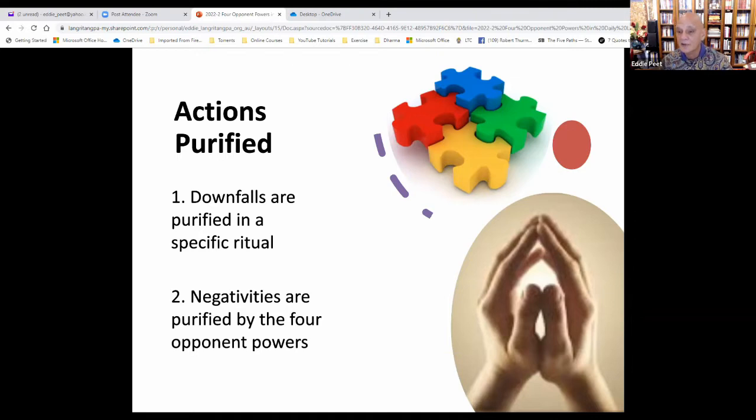Downfalls are the vows and promises that we've made as we make progress along the path. So to purify a downfall, you need to engage in a specific ritual with the four opponent powers. But with negativities, you can just use the four opponent powers.